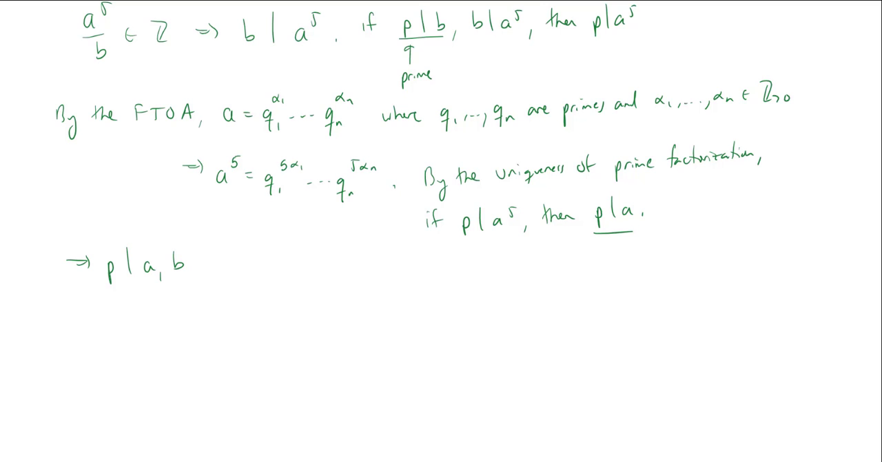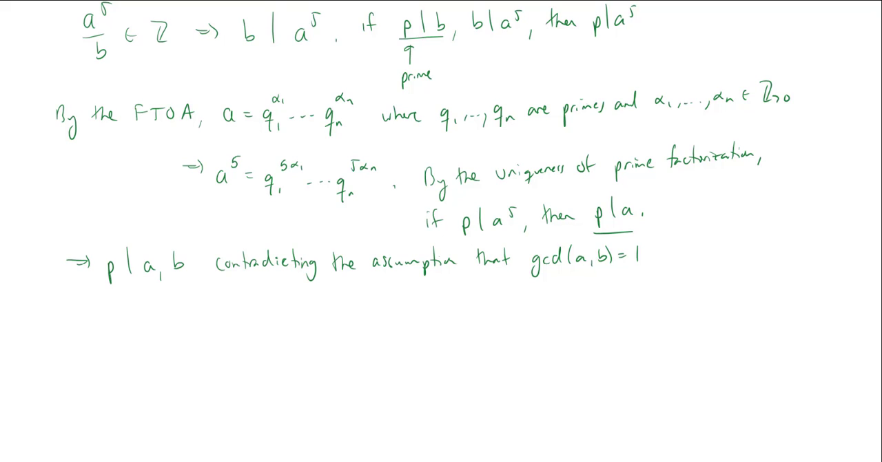And this contradicts the assumption that a and b are relatively prime. Their GCD is 1. You can't have a common divisor.